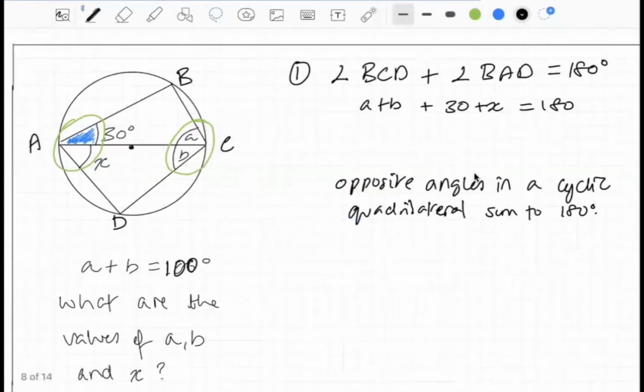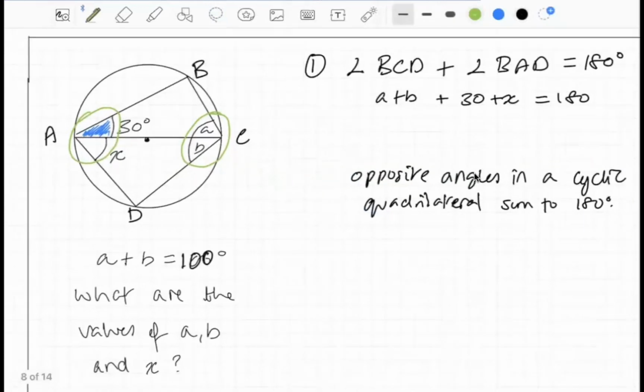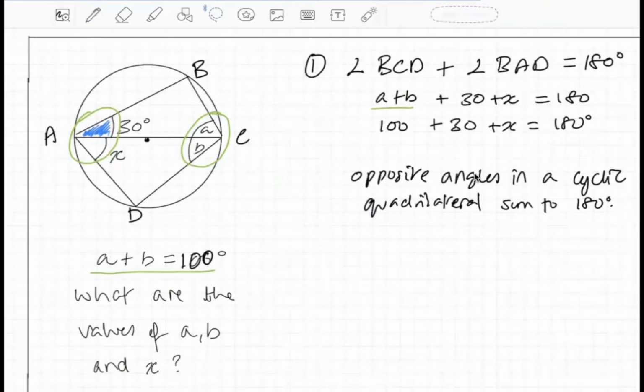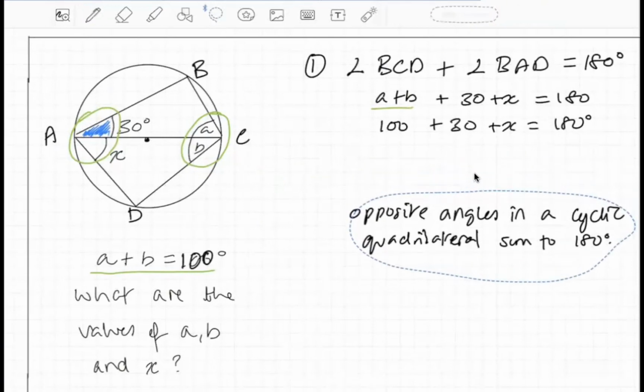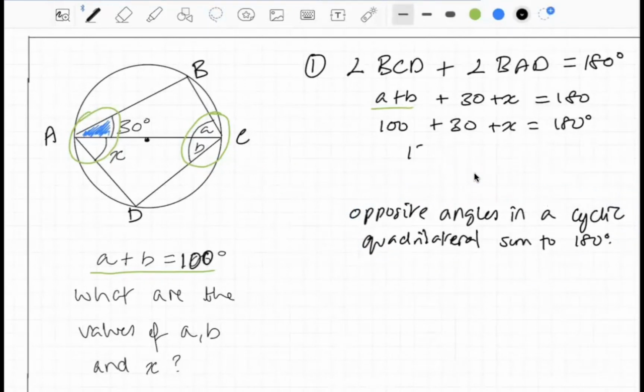Now, we've been told that angle A plus B equals 100 down here. So we can exchange this for 100. So A plus B, which is 100, plus 30, plus x equals 180. So 130 plus x equals 180. Let's move this down. So x therefore equals 50 degrees.